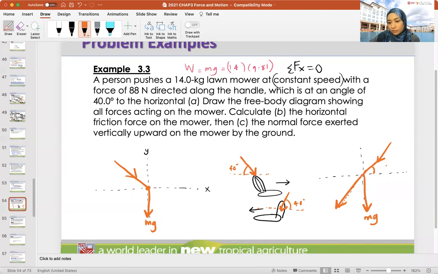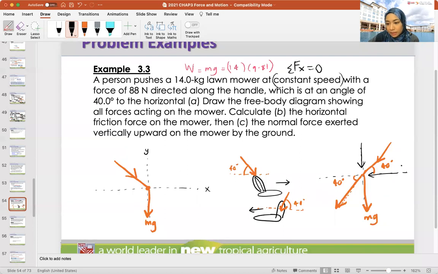If this was 40 degrees with the horizontal, this is also 40 degrees with the horizontal. We're just extending it. It's still the same vector. Remember, vectors are arrows. A vector is just a direction. So even if we extend it, it's still the same vector. If I want to resolve it, I will resolve it like this.